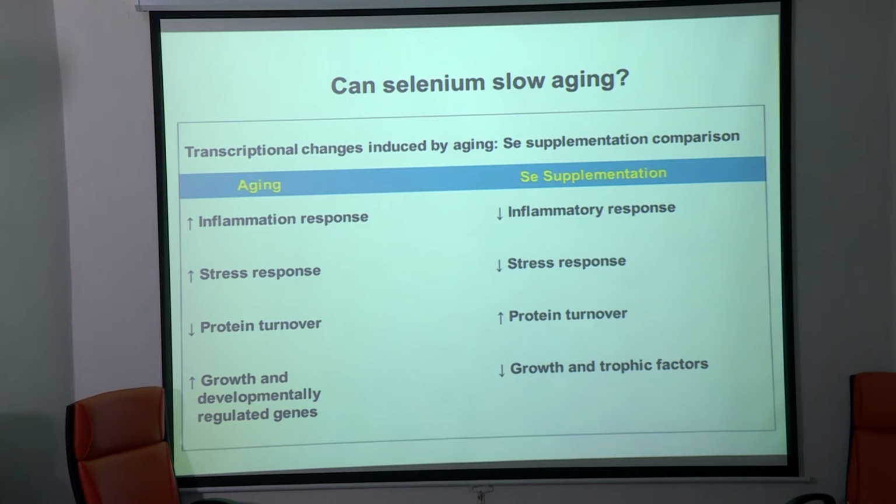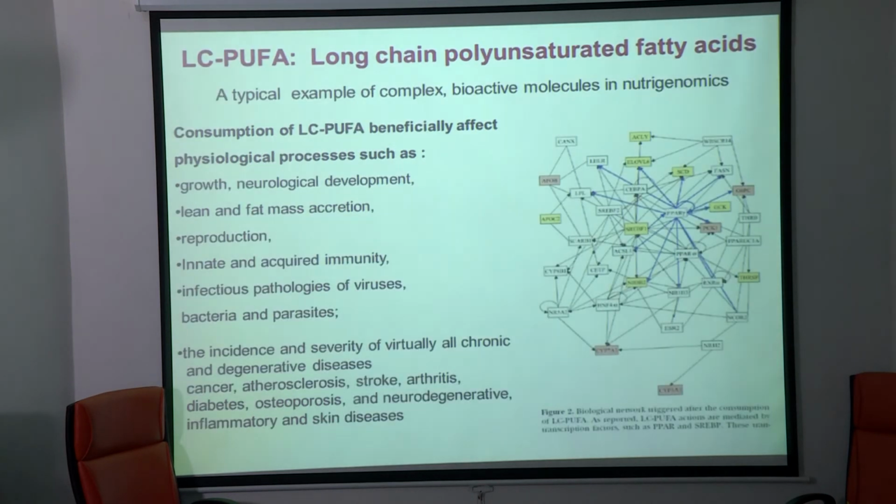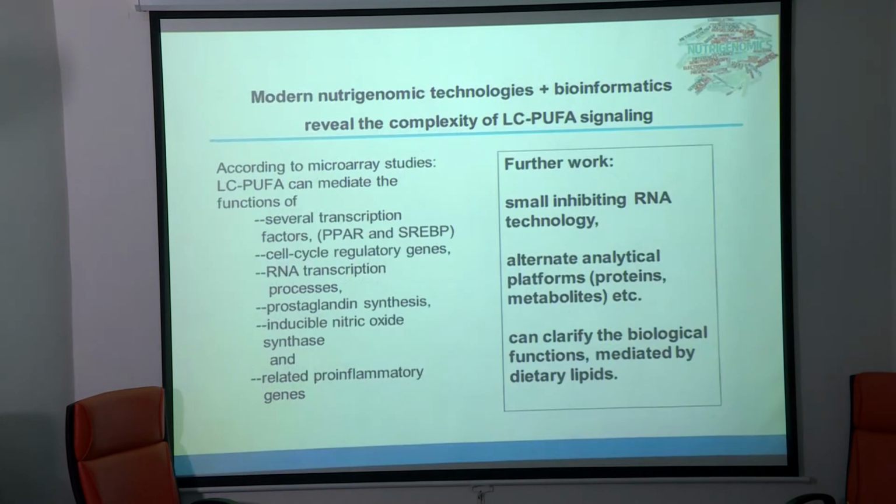So overall, they have seen the transcriptional changes induced by aging and selenium supplementation, and you can see what goes up and what goes down. So you can get a clear map or fingerprint of the impact of anything that you eat and do because of the use of the genomics tools. Similarly with long-chain PUFA or polyunsaturated fatty acids, which are involved in so many physiological processes. And here also alternate analytical platforms for identifying proteomes, networks or metabolomes, they can clarify the biological functions at a more detailed level with dietary signatures.